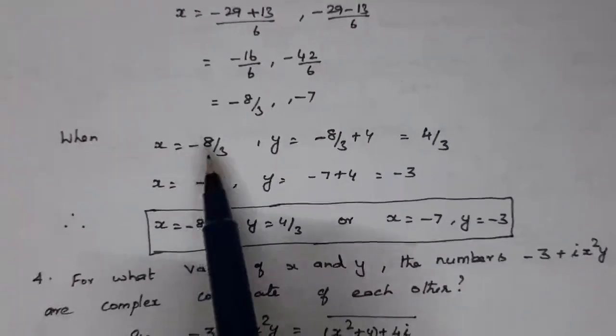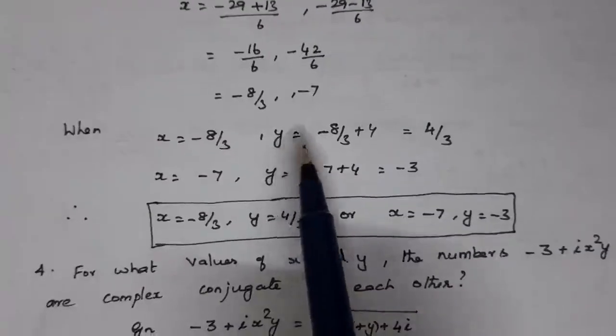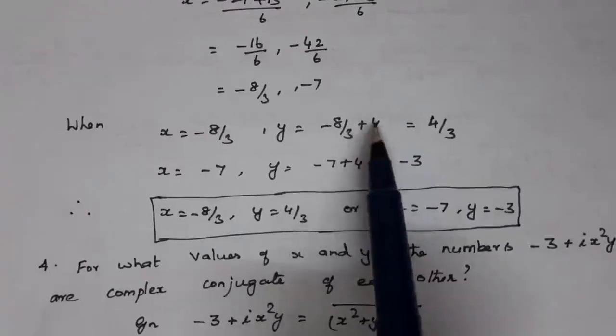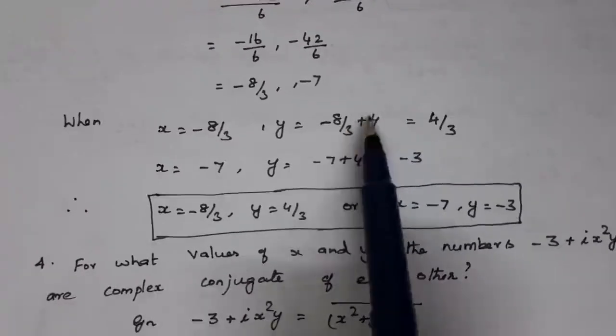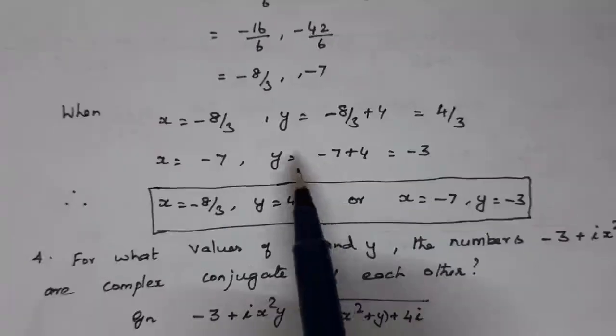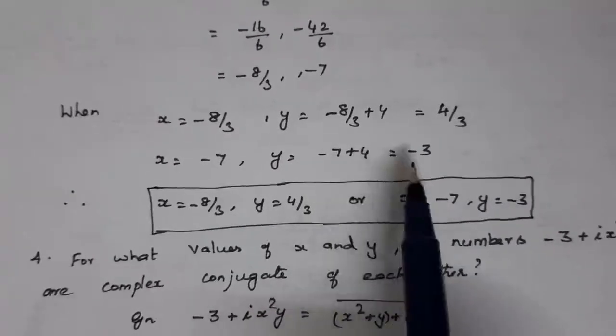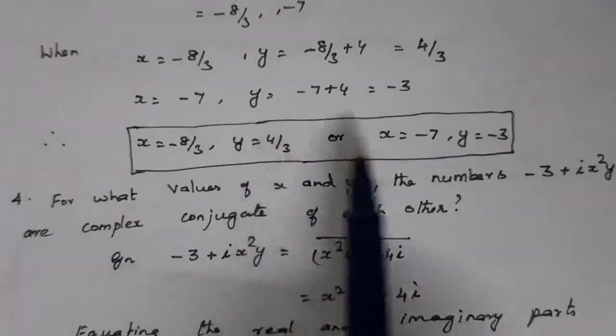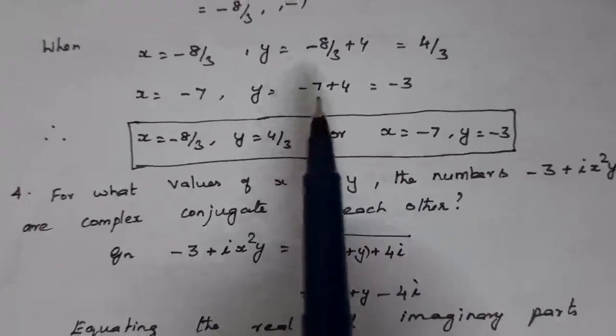So on substituting x is equal to minus 8 by 3, we have y is equal to x plus 4, that is minus 8 by 3 plus 4, which is (minus 8 plus 12) by 3, that is 4 by 3. On substituting x is equal to minus 7, you have y is equal to minus 7 plus 4, that is equal to minus 3. So you get two sets of values for x and y for that problem.